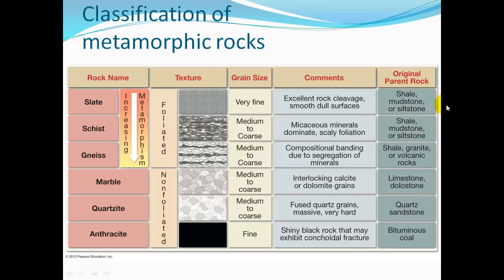The slate is formed of shale or mudstone or siltstone. The schist will be a shale, mudstone, or siltstone. The gneiss could be from shale, granitic, or volcanic rocks.